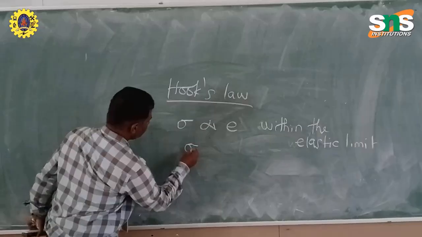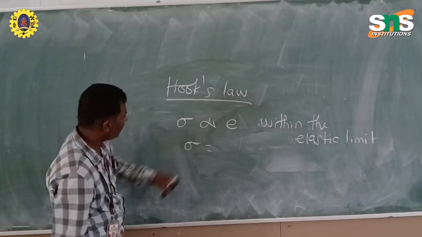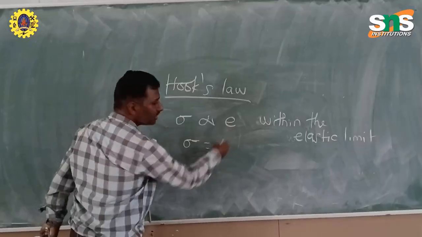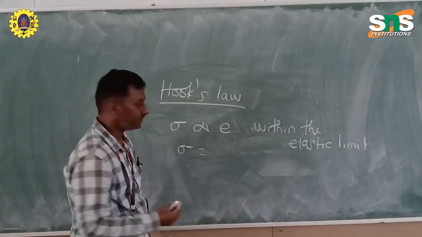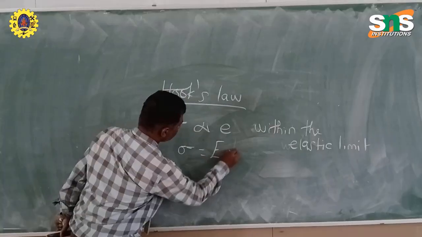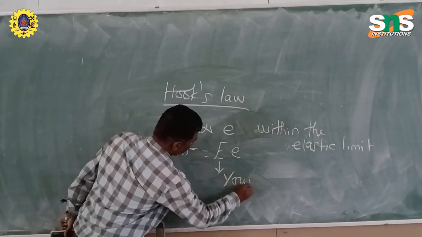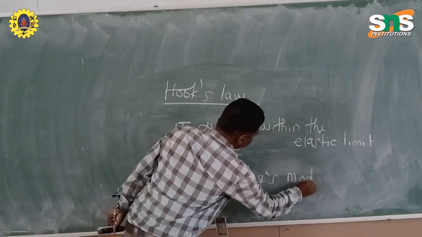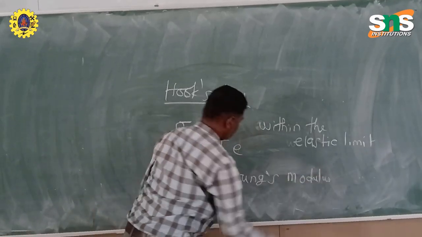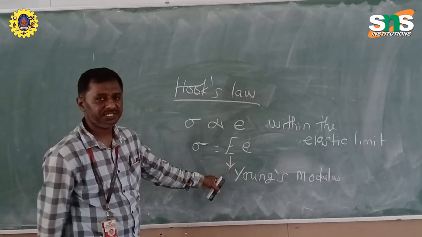Then you can remove the directly proportional symbol, so I am going to introduce a new constant. That constant is called Young's modulus. Young's modulus is a material property, so it depends only on the material.